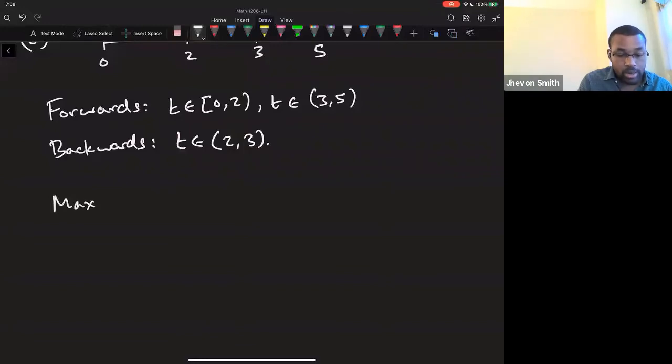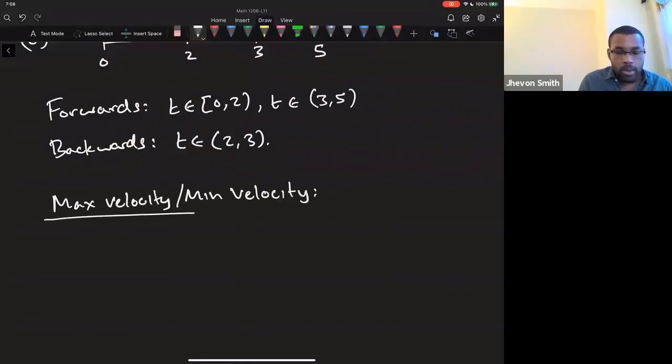Max velocity. Min velocity. This is just finding the absolute max.